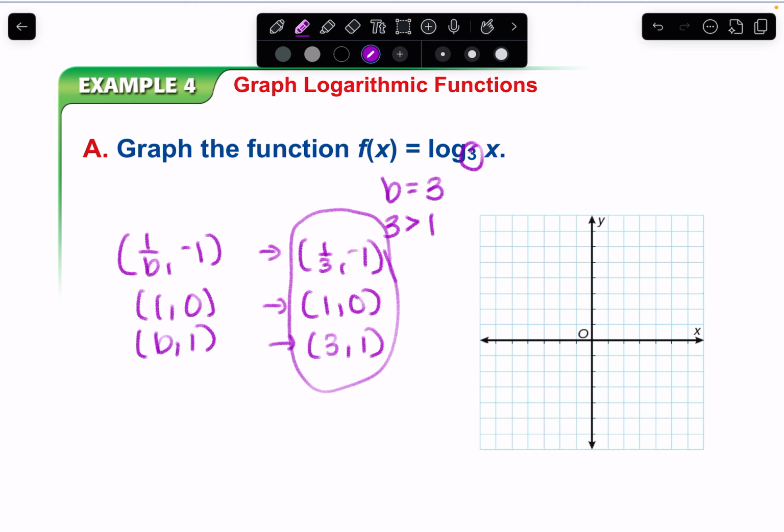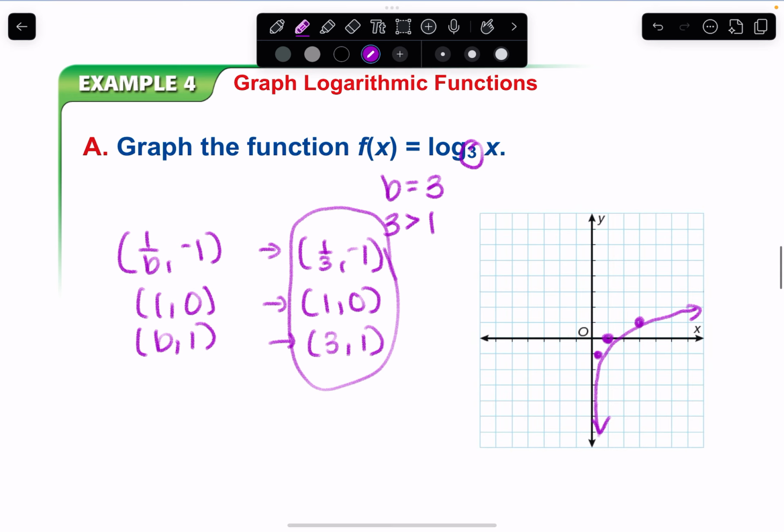So when I do that, 1/3, -1, it's kind of hard to show that, but it would be in this general area. 1, 0 would be here, and then 3, 1 is I'm moving over 3 and going up 1. So my graph will look somewhat like this. So because it's greater than 1, I have a positive graph, meaning it's starting negative, going from this direction and then moving up. So that's all you are doing for these questions.